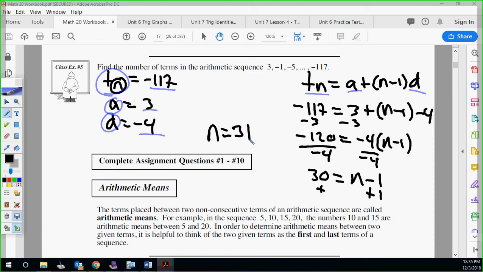So that means it's the 31st term. T31 equals negative 117, correct. So find the number of terms: n is 31, so it's 31 terms when it's going to be negative 117.